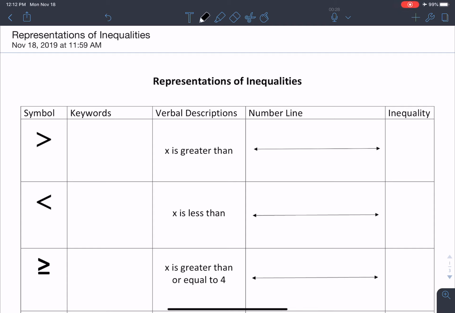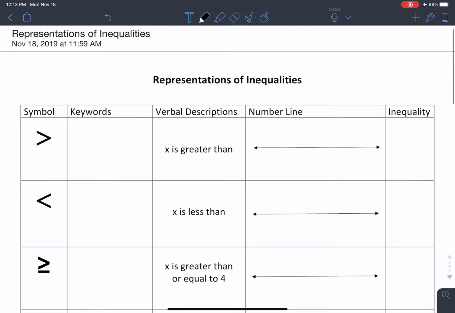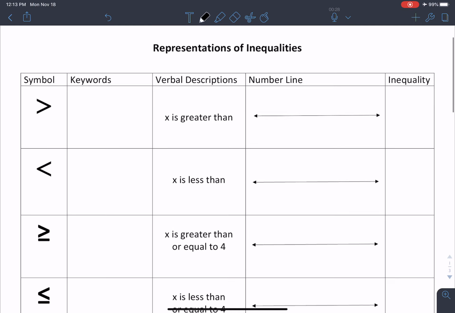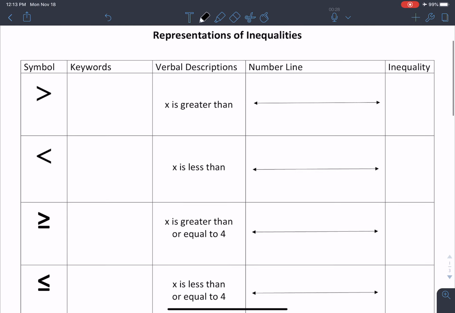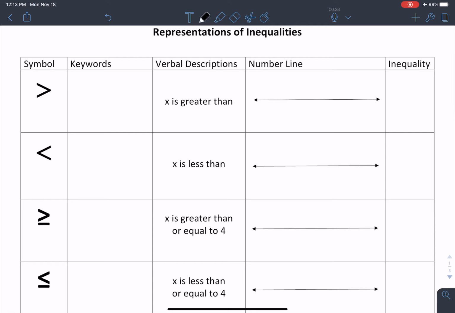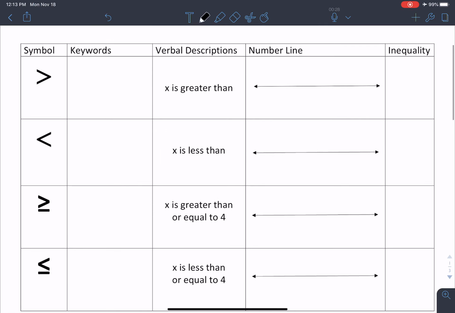Today's lesson is going to be over inequalities. We're going to talk about the representations of inequalities and how to solve them with one variable and two variables. To start off with, we're going to talk about the four symbols that we're going to be using and what they mean. So the first symbol, my symbols are right here. We have these four symbols.